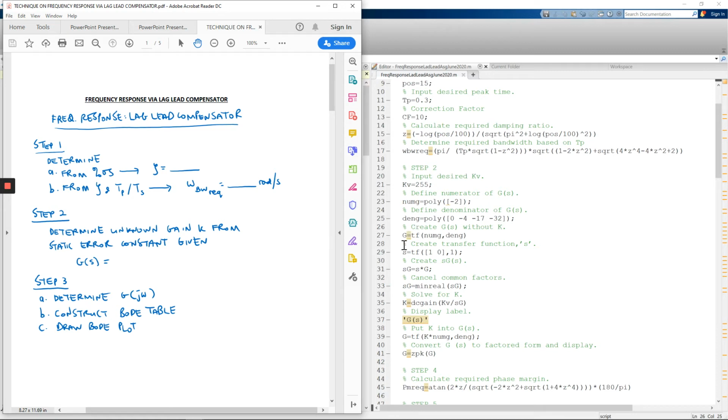And then this is the MATLAB coding to convert the zero and poles into the numerator and denominator in terms of a transfer function in the S domain. The next one is to determine the unknown gain K in the question. Okay, so this is the transfer function in zero, pole, and gain format.